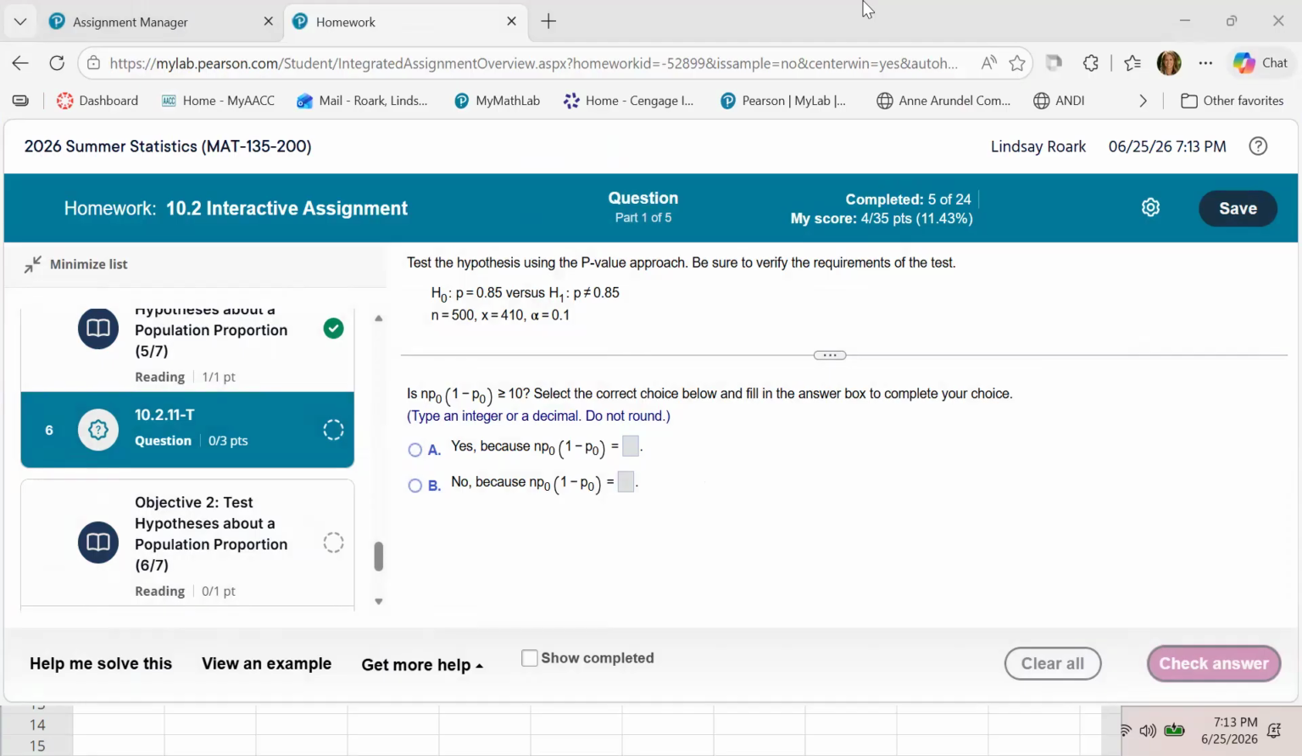Okay, unfortunately, we still begin in the same place where we have to do the lovely rule of 10, which, I'm trying to always stay positive, does help us make sure we have our ducks in a row, right? So here, N is 500 and P is 0.85.